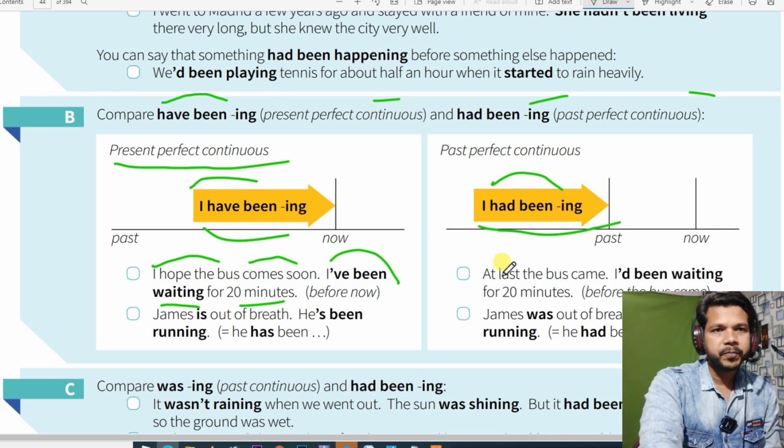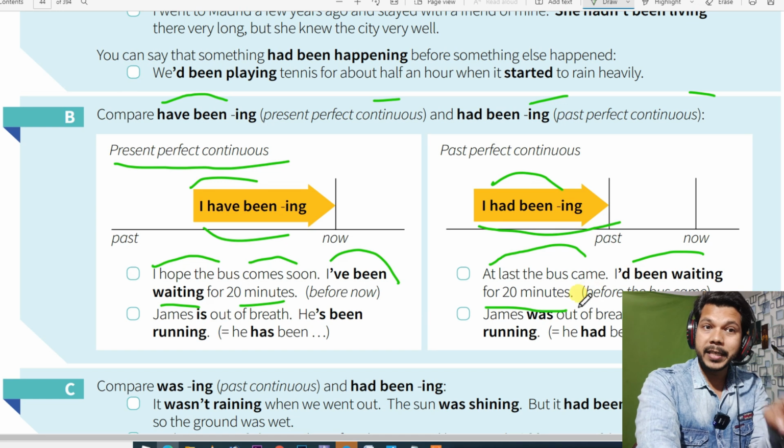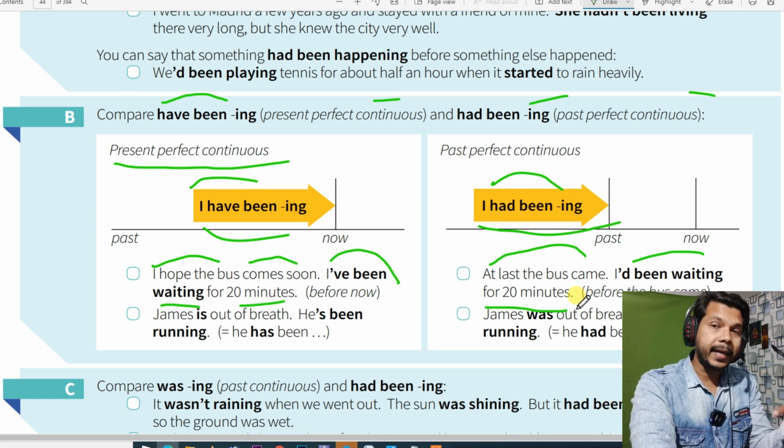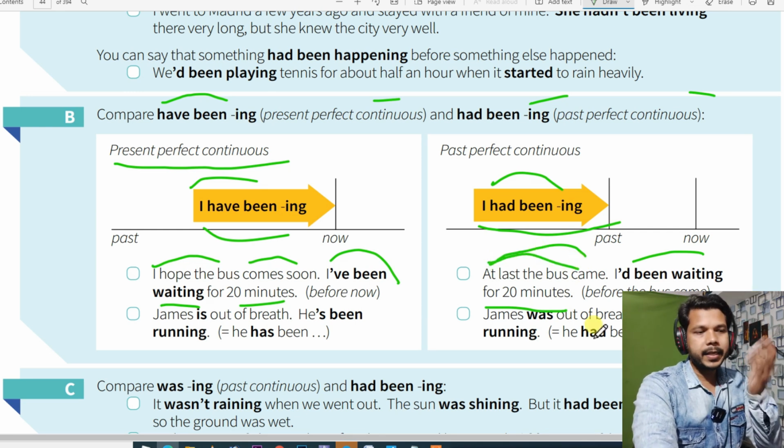This is the difference. At last, the bus came. I had been waiting for 20 minutes. Now the person is saying, I had been waiting for 20 minutes. Now he is not saying, I have been waiting. If he says, I have been waiting, it means the bus did not come. The bus has not come yet. So when the bus came, now his waiting is stopped.